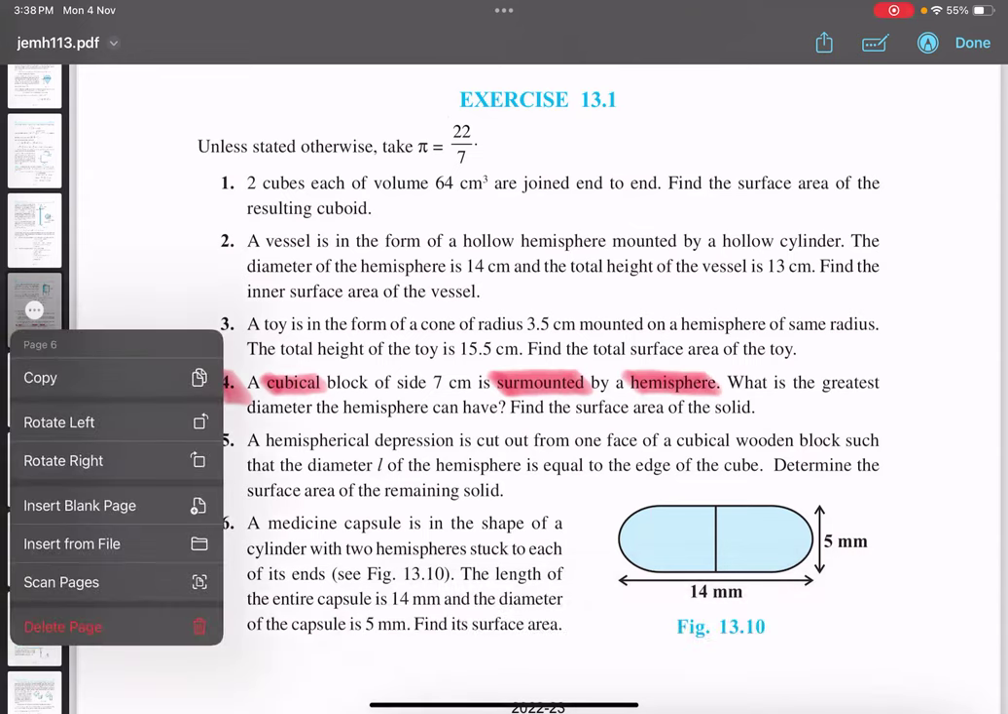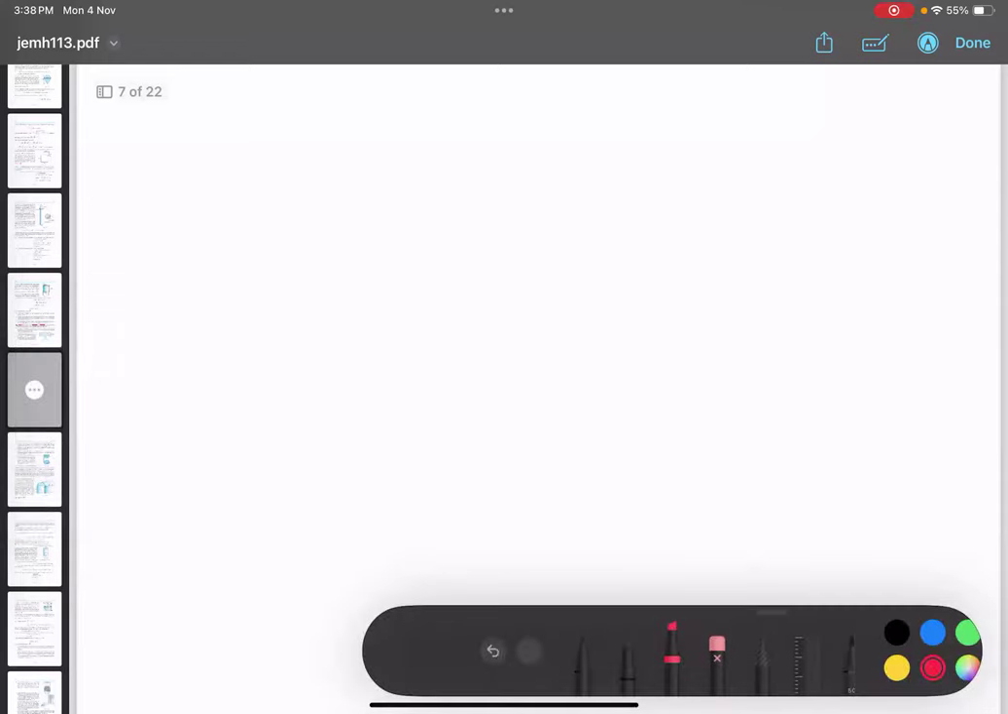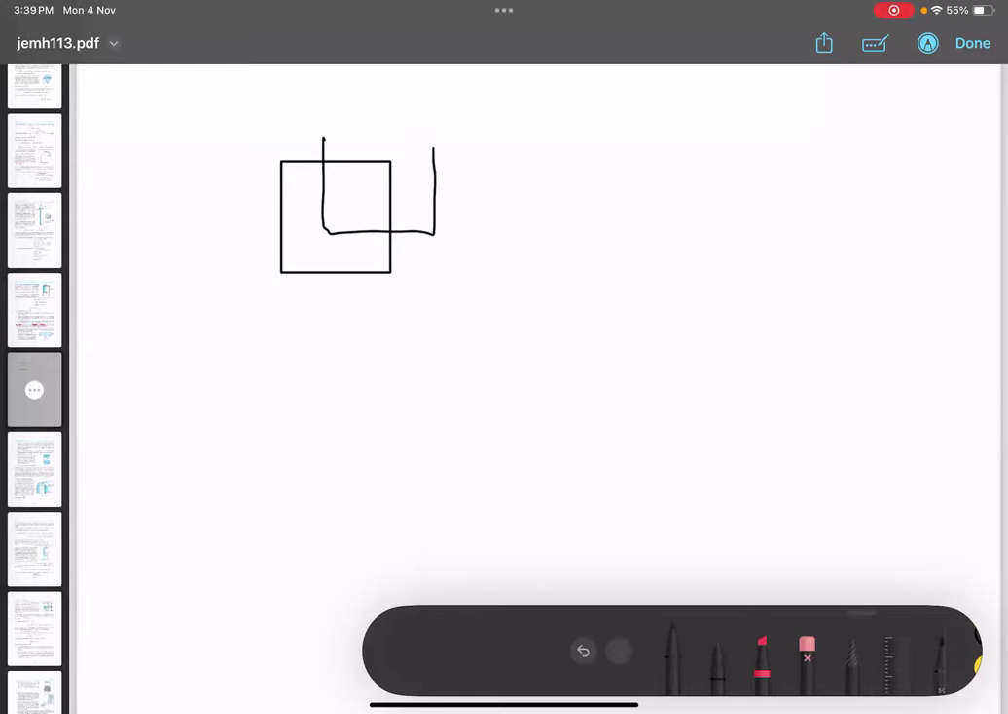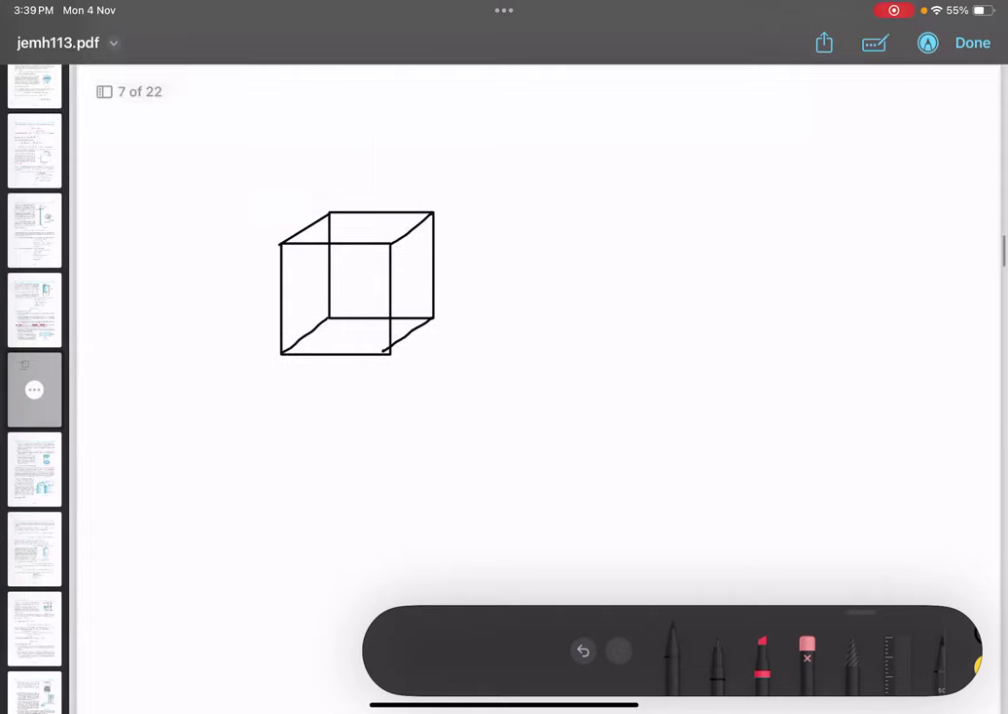First of all, there is a cube, with a hemisphere on the top. That means it is going to be some kind of circle like this, and like this. Is this clear? So this is the best we can do on a 2D figure.